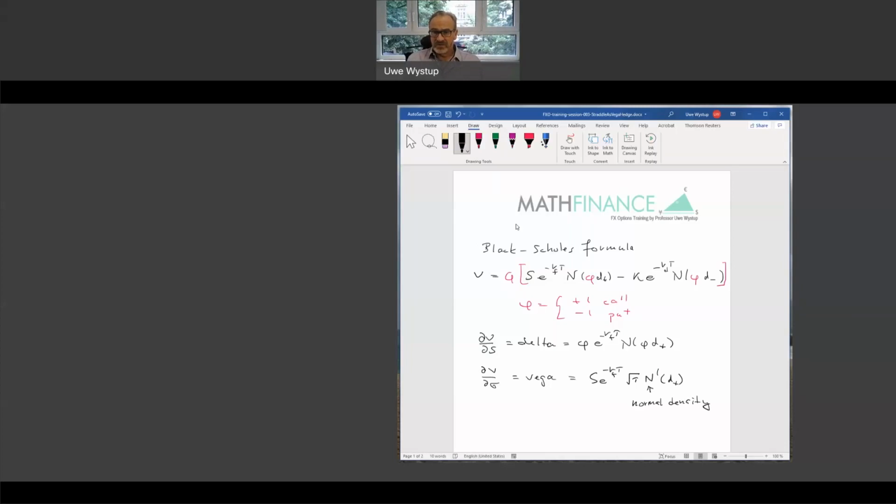I think the rest is clear. d plus and minus, maybe as a refresher, I should put it up here. So d plus and minus, what is that? That's the log of forward over strike plus or minus one half vol squared T, over vol times the square root of T. That's what d plus and minus is. And F is, of course, the forward rate, S times e to the (rd minus rf) T forward rate.